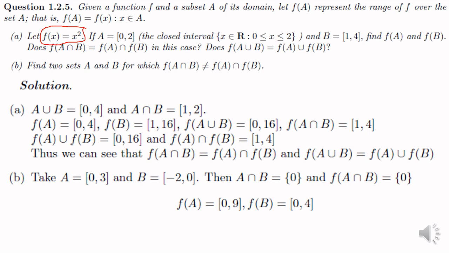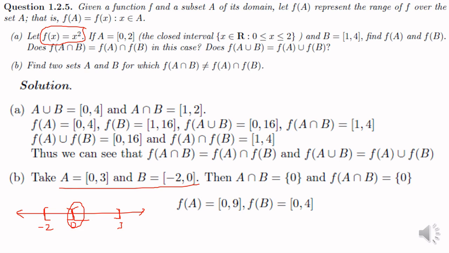Also, A intersection B. If you mark it on a number line, A is 0, 3, this is 3. So this is the closed interval 0, 3, and B is minus 2, 0. So this point is minus 2, and B will be this interval, the closed interval minus 2, 0. Now if you check the intersection of A and B, there is only one point which is common to both the intervals, and that point is 0. So you'll get A intersection B equal to the singleton 0.